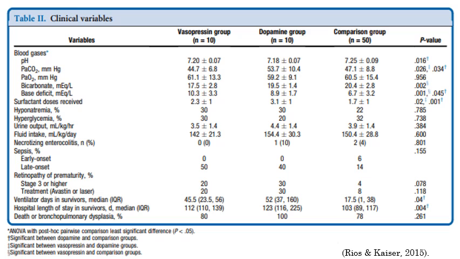The most notable differences exhibited in this table are the ventilator days as well as the hospital stay length for these infants. While there was not a statistically significant difference between the vasopressin and dopamine groups, or the vasopressin and comparison groups, there was a statistically significant difference between the dopamine and comparison groups. This means that the vasopressin group had fewer ventilator days and shorter hospital stay length, more like the comparison group than the dopamine group. It is possible that with more participants, this could become statistically significant between the two experimental groups.